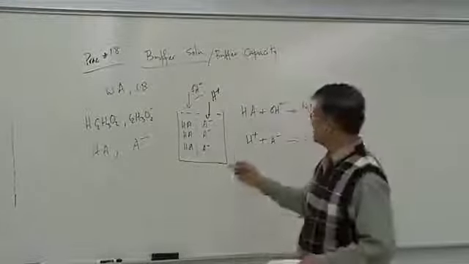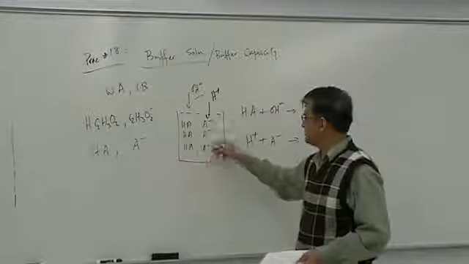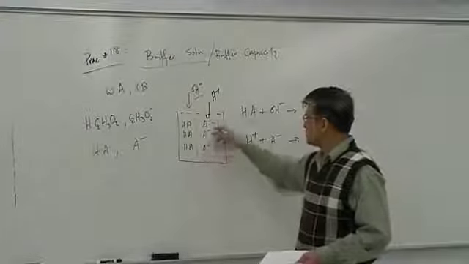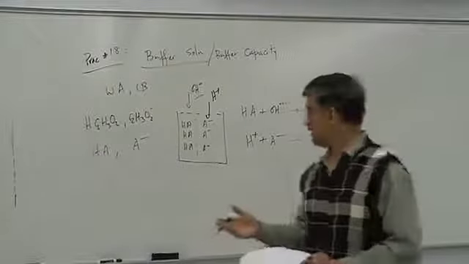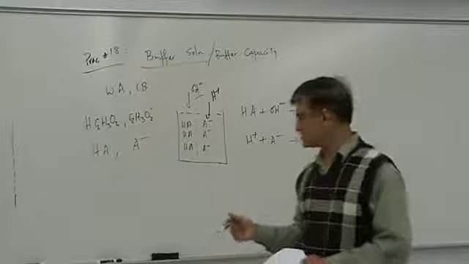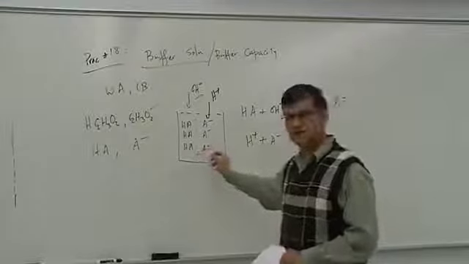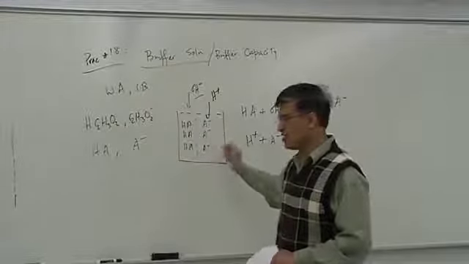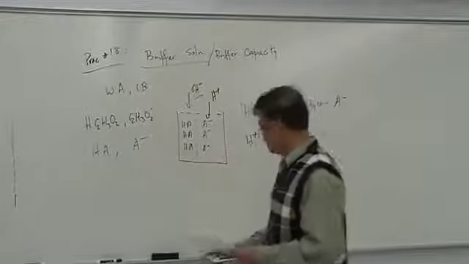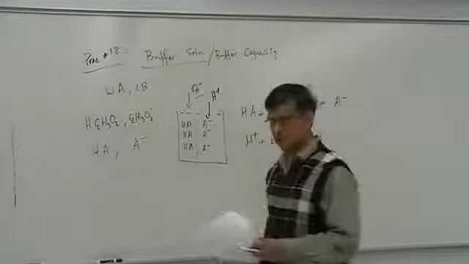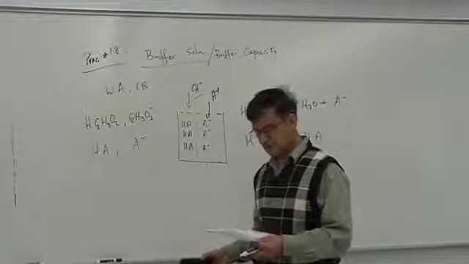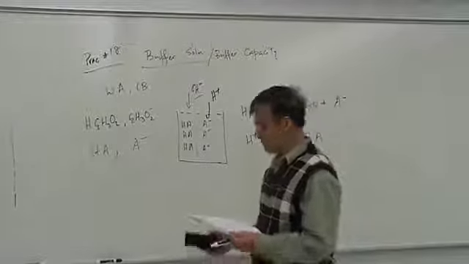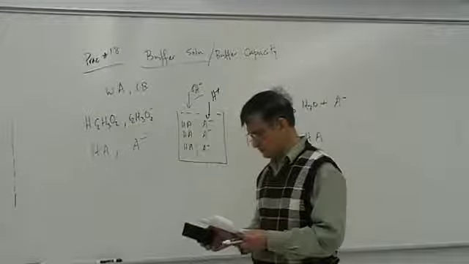Like in this particular case, if I say that I have 3 moles of HA and 3 moles of A minus, and compare it with 1 mole of HA and 1 mole of A minus, obviously 3 moles would have 3 times more capacity than 1 and 1. So there would be a conceptual question like this in exam. So this is about practice problem number 18 on buffer solution.